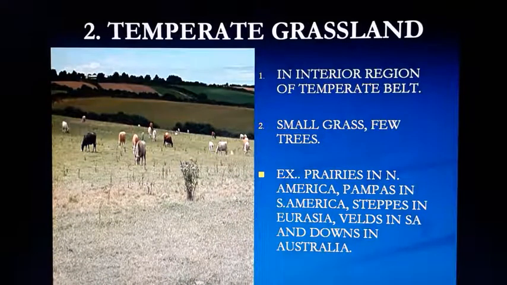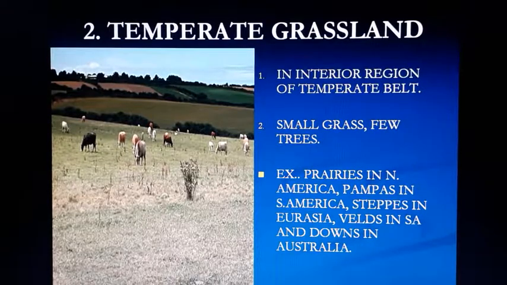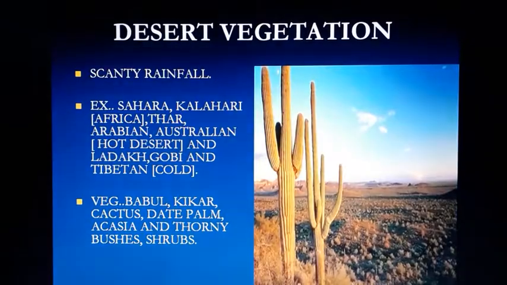Temperate grasslands are in the interior region of the temperate belt. Short grass is found here, and some trees we can also find here. Examples are prairies in North America, pampas in South America, steppes in Eurasia, veld in South Africa, and downs in Australia.